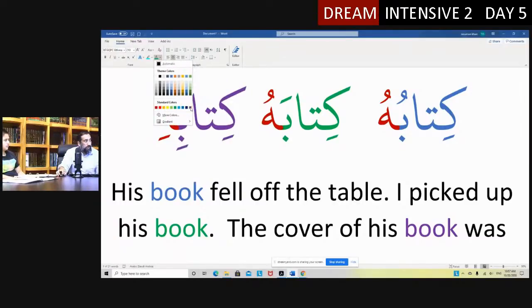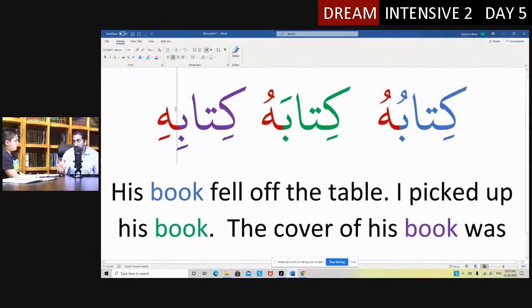Look, the mudaf ilayh is always jar. But the mudaf can be rafa, can be nasab, and can be jar. So the book this time was the rafa. So the Arabic here would have been kharra kitabuhu min at-tawila. So kitabuhu would be used. The point is, kharra you don't have to know yet, right? I picked up his book: hamaltu kitabahu. I carried his book or I picked it up. And then the cover of his book, this would be wajhu kitabihi. So that would be jar.